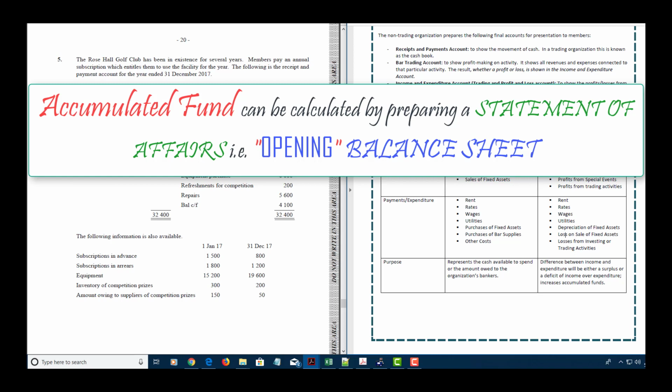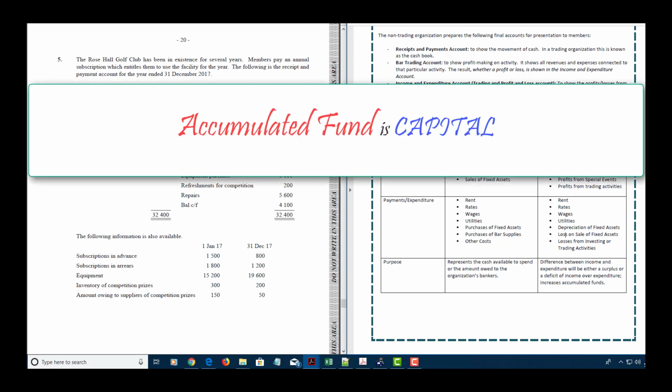Very often, at the commencement of any question, you'll be required to calculate that accumulated fund. And what you'd usually be required to prepare, as with a normal for-profit organization, is a statement of affairs, which can basically be like a balance sheet, just with a different name, under which you're going to list your assets, list your liabilities, and subtract and find your capital. In this case, you're going to call your capital the accumulated fund.